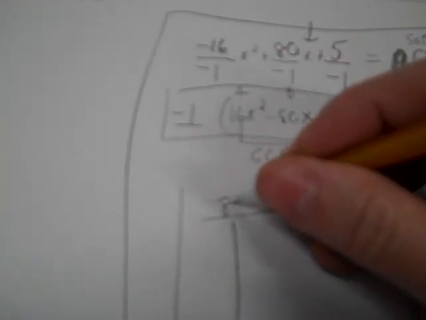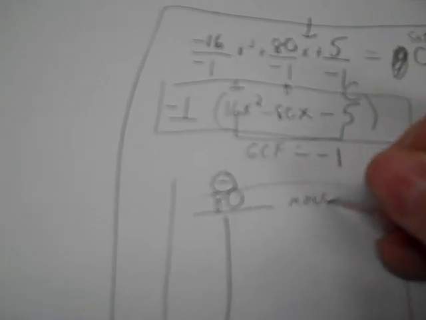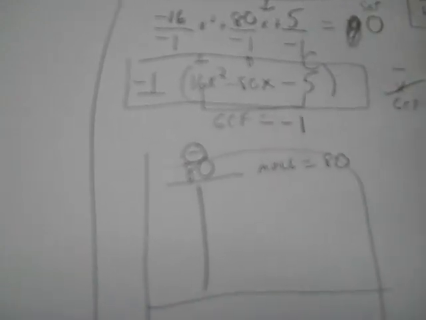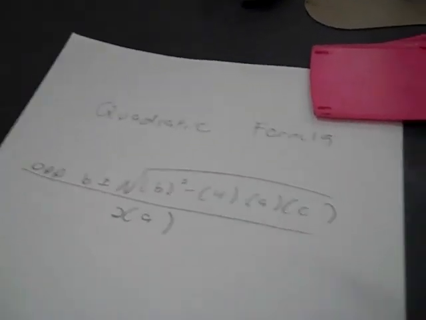So I take positive 16 times negative 5 to get negative 80. Okay. So we got a negative, so we're subtracting, trying to get 80. This is going to fail, I will tell you right now. They all fail. And on tests, I will tell you the ones that fail and the ones that don't, so don't worry about that. Okay. So I have to use my quadratic formula.